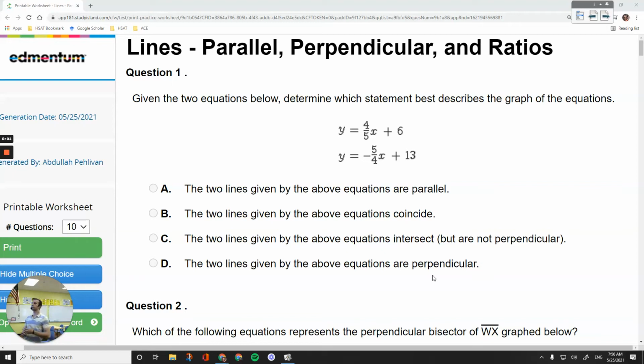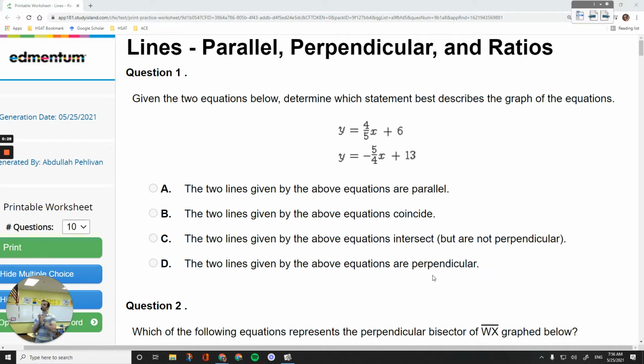Hey everyone, in this video we are gonna talk about perpendicular and parallel lines, plus we are gonna talk about ratios between two given lines. So if you're working on Study Island, what you're gonna need for this assignment is the distance formula, the slope formula, and the slope intercept form of a linear equation. Those are pretty much what you're gonna need.